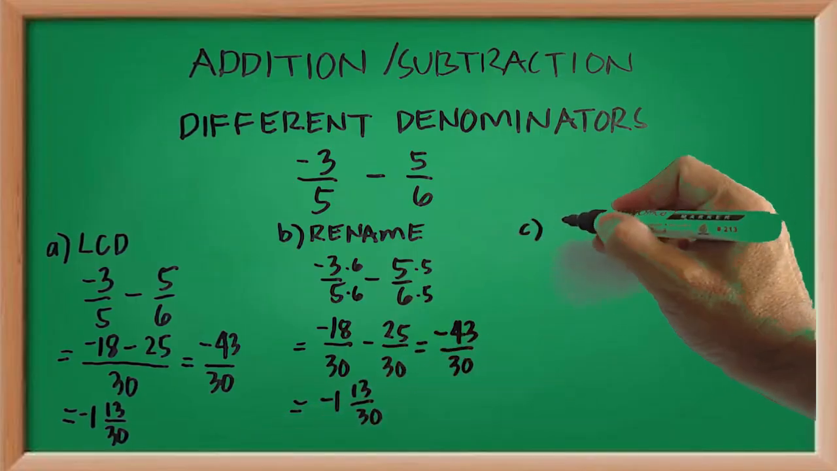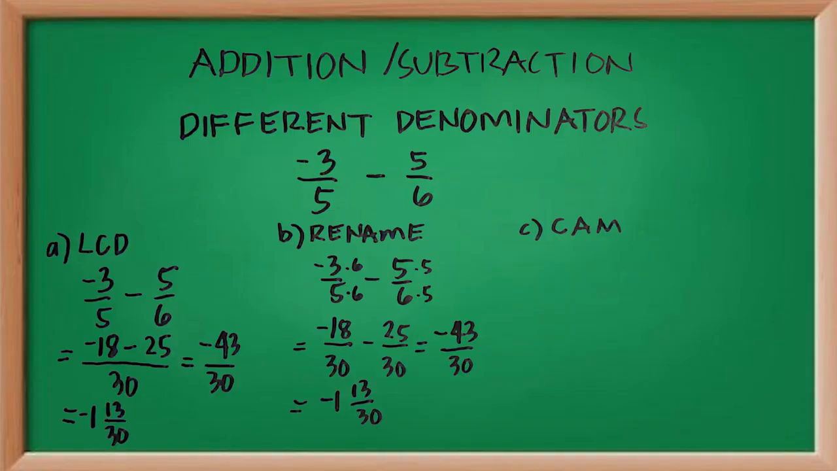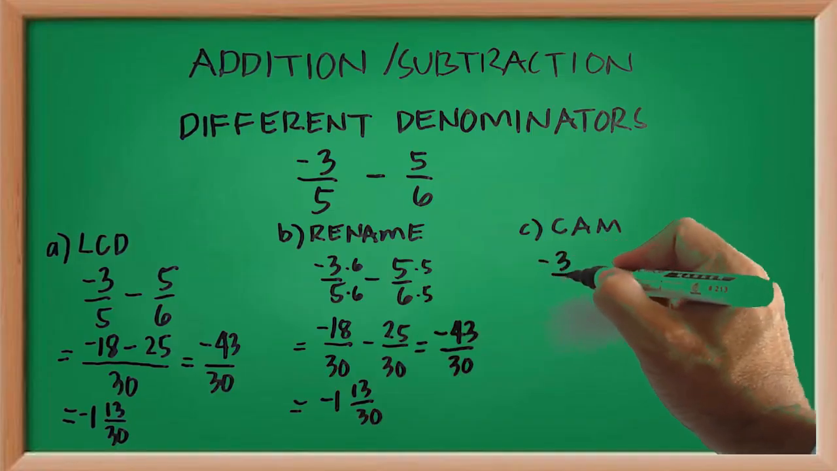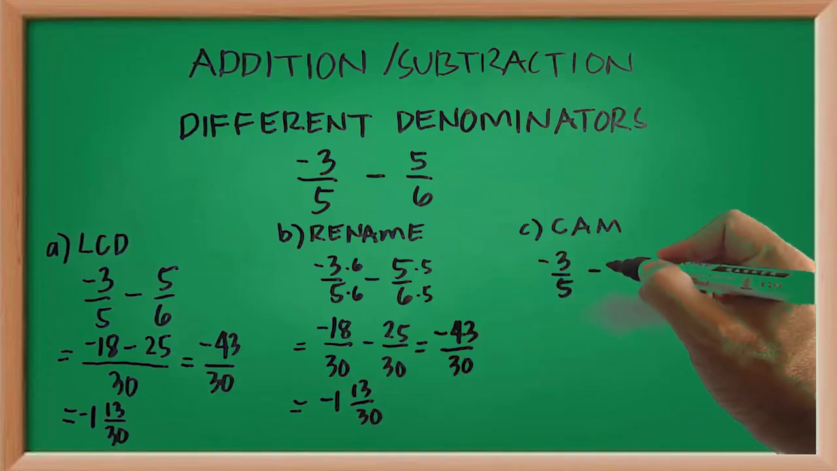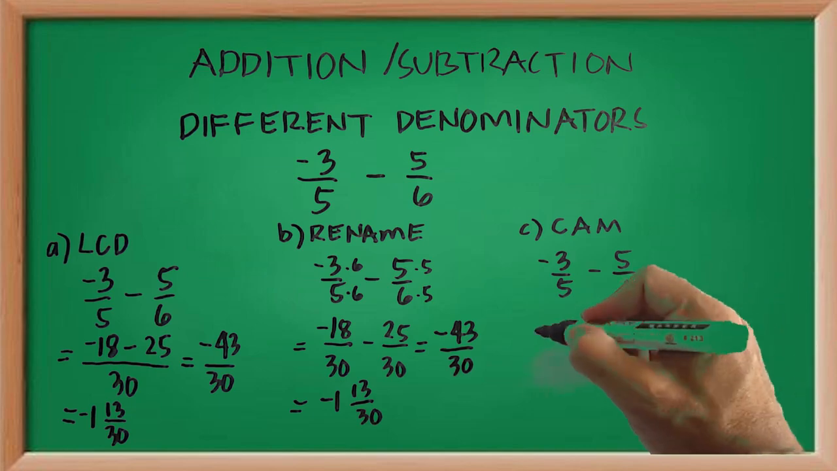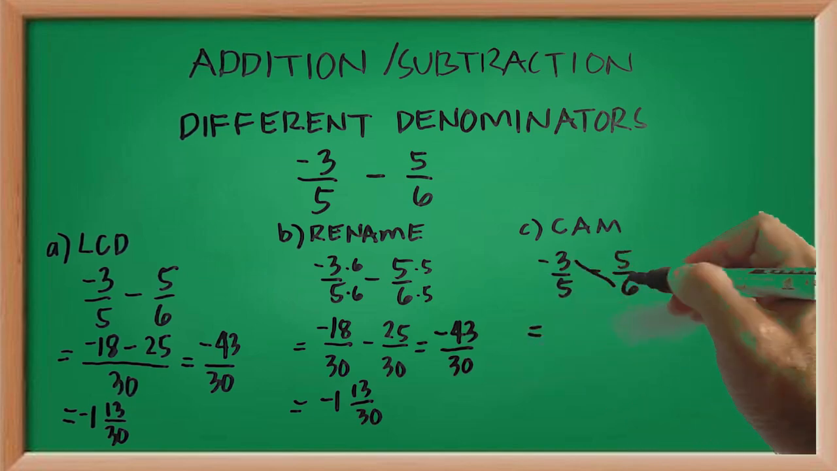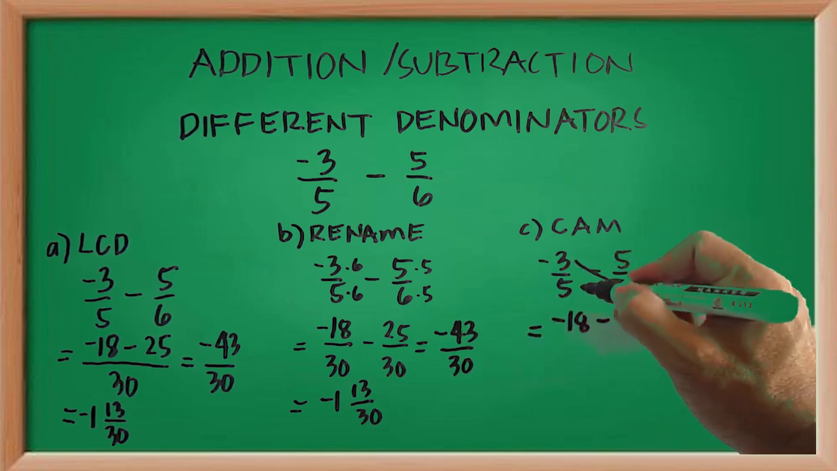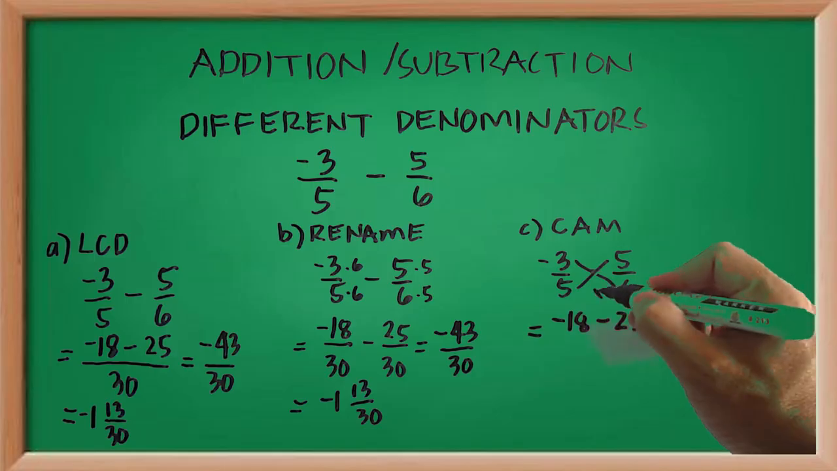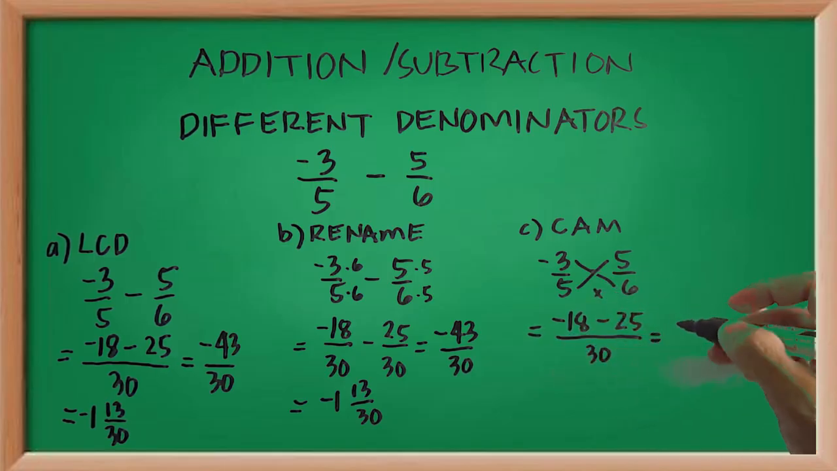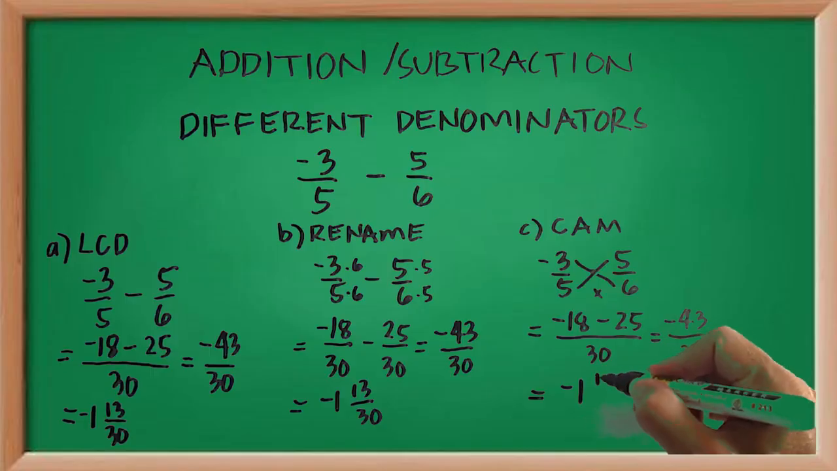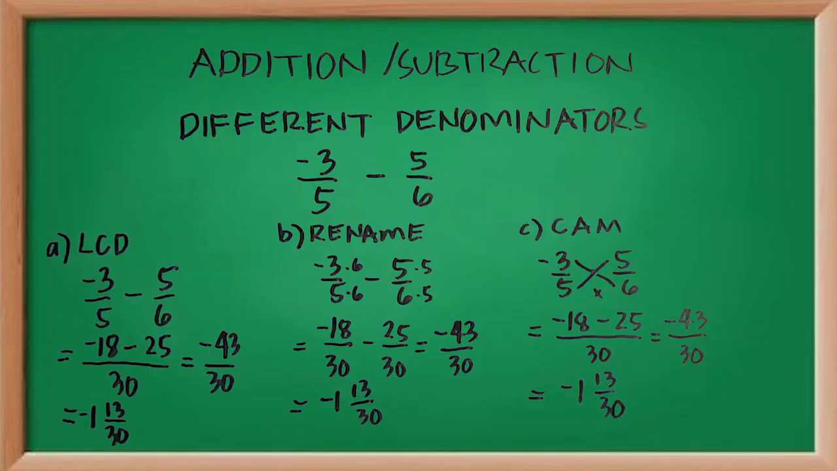Another method is to cross-multiply. Multiply the numerator of each fraction by the other's denominator, subtract the results, and multiply the two denominators. -3/5 minus 5/6. Cross-multiply. -3 times 6 is -18, minus 5 times 5 is 25. 5 times 6 is 30. So -18 minus 25 is -43 all over 30, this is also equal to -1 and 13/30.